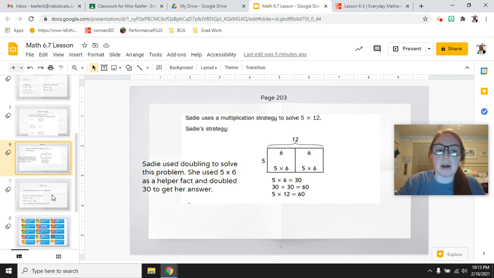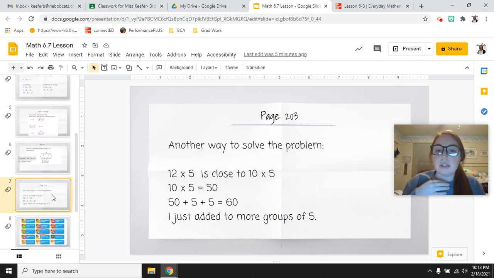All right, so let's look at problem 2, part 2 of it. So it says, here's another way to solve the problem. So with this one, this is using a helper fact, 10 times 5. So we know that 12 times 5 is close to 10 times 5, right? And if you think about it, it's just 12 groups of 5. So it's like counting by 5s. So if 10 times 5 is 50, we just need to add 2 more groups of 5 to 50. So 50 plus 5 equals 60. So we were just thinking of it in terms of counting by 5s, like skip counting.